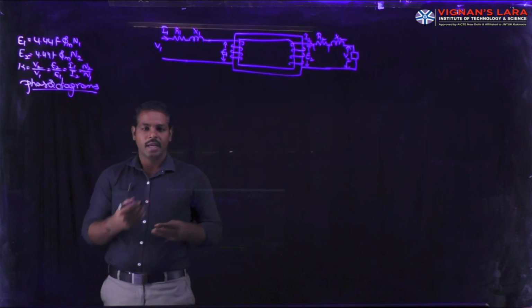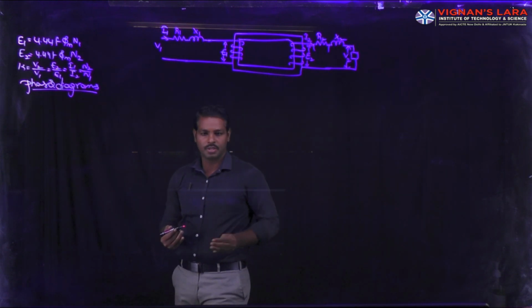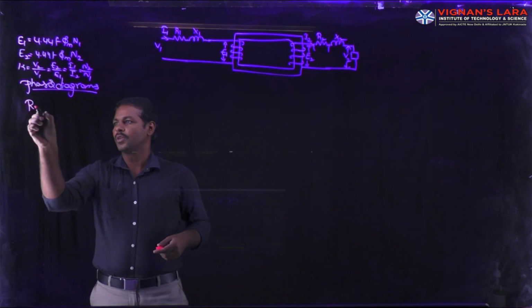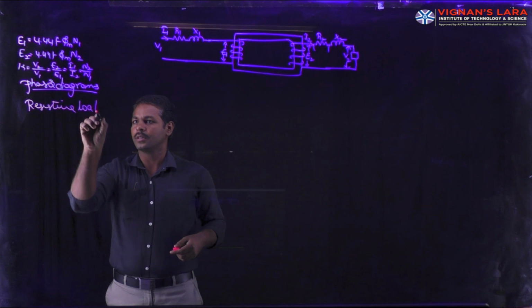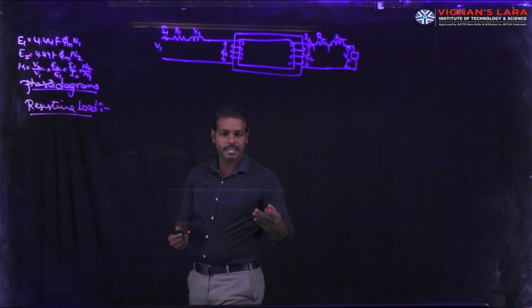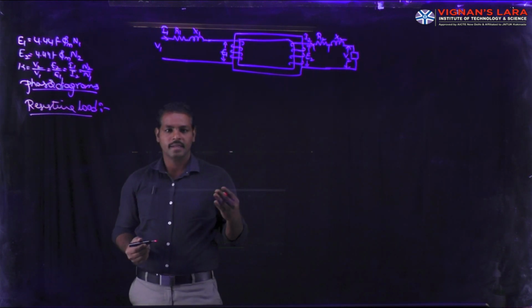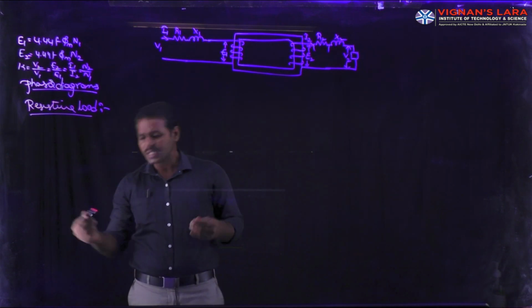The transformer operates on either resistive load, inductive load, as well as capacitive loads. So first one is resistive loads. Previously we also drew the phasor diagrams without considering the resistances and inductances. But in this we consider the basic diagrams.